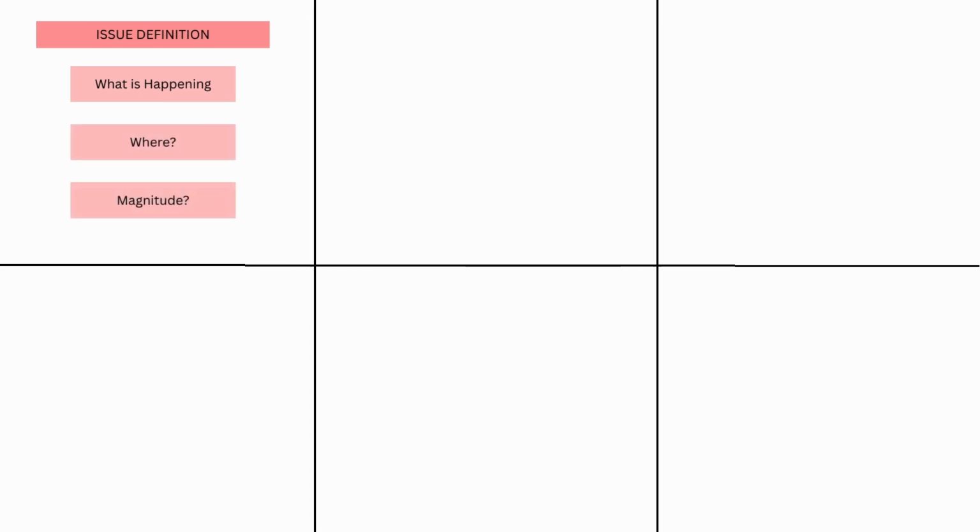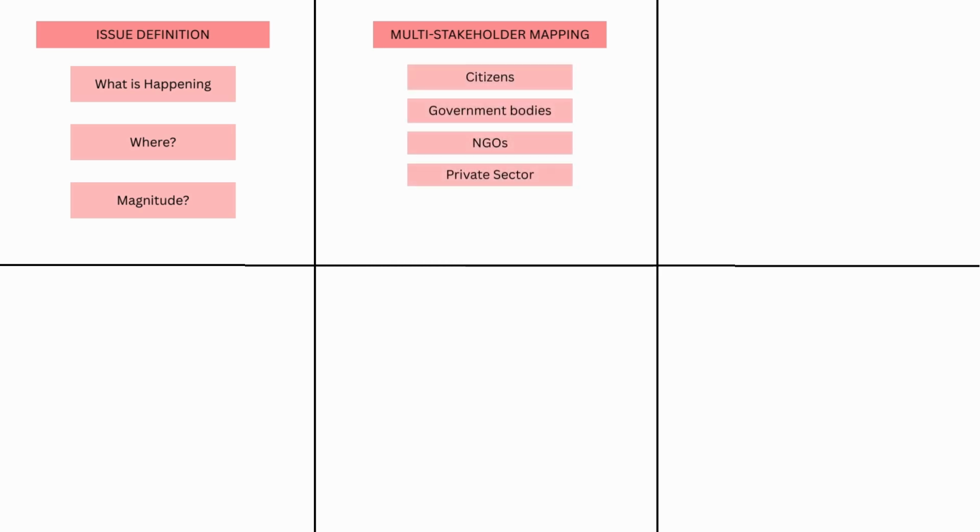So before we start, let's look into the impact framework which we'll use while solving this case. First is issue definition. Ask what exactly is happening, where is it happening, and what is the magnitude. Without clarity here, everything else becomes noise. Next is multi stakeholder mapping. Public policy problems affect many players. Map out who are the citizens, government bodies, NGOs, private sector, wildlife or environmental authorities, etc. Each stakeholder has different incentives, different power, and different constraints.